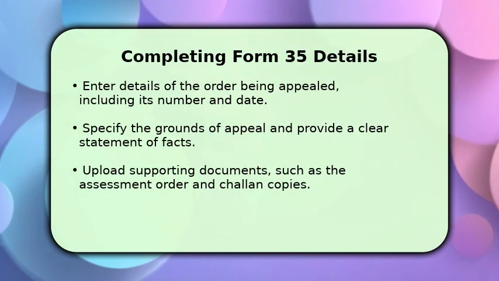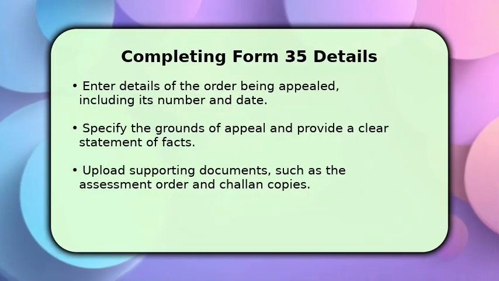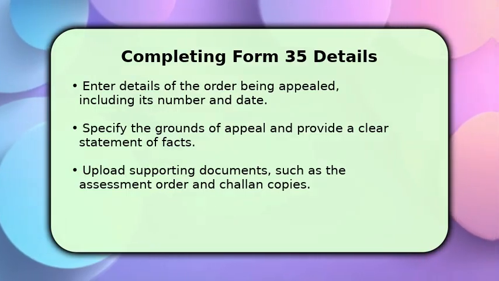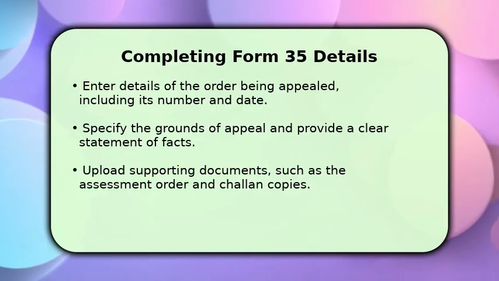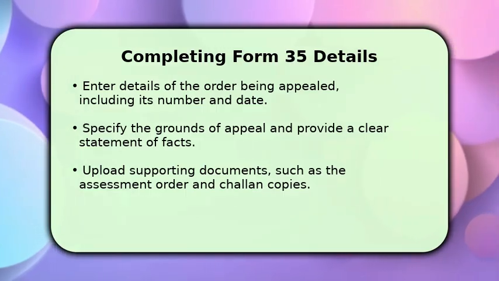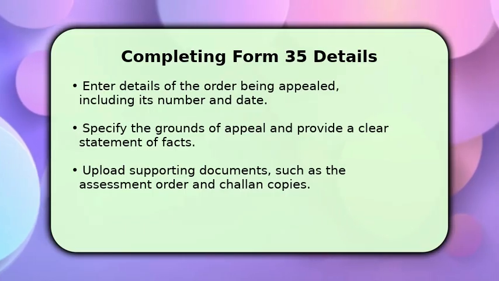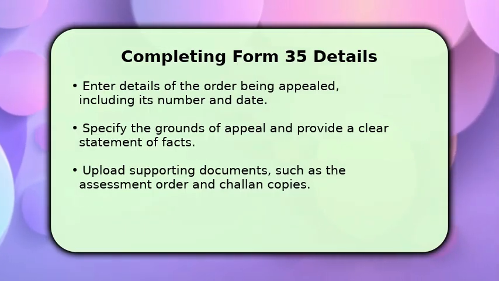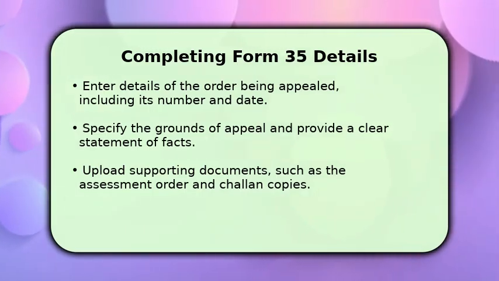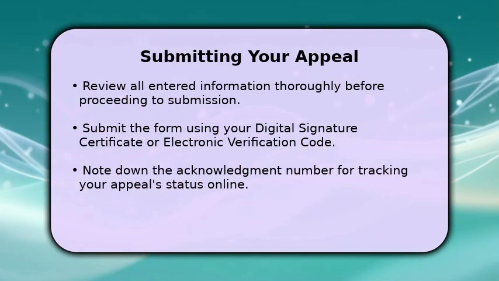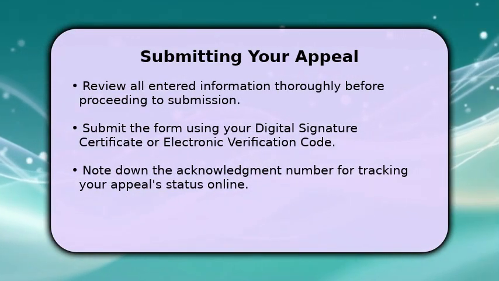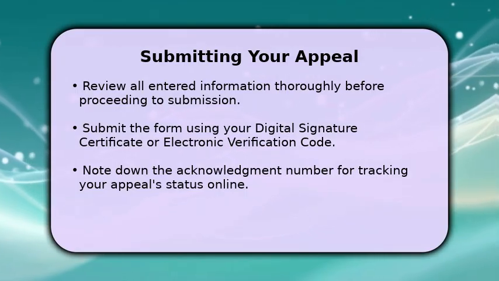Now, carefully fill in the details of the order you are appealing, including its unique number and the date it was issued. Clearly state your grounds of appeal and provide a concise statement of facts to support your case. Remember to upload all necessary supporting documents, like the assessment order and copies of tax payment challan, ensuring each attachment is under 5 megabytes. Before finalizing, meticulously review all the information you have entered to ensure accuracy.